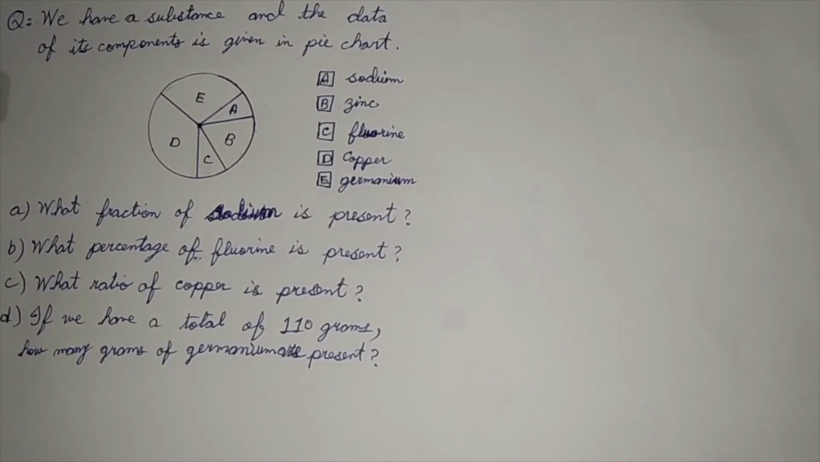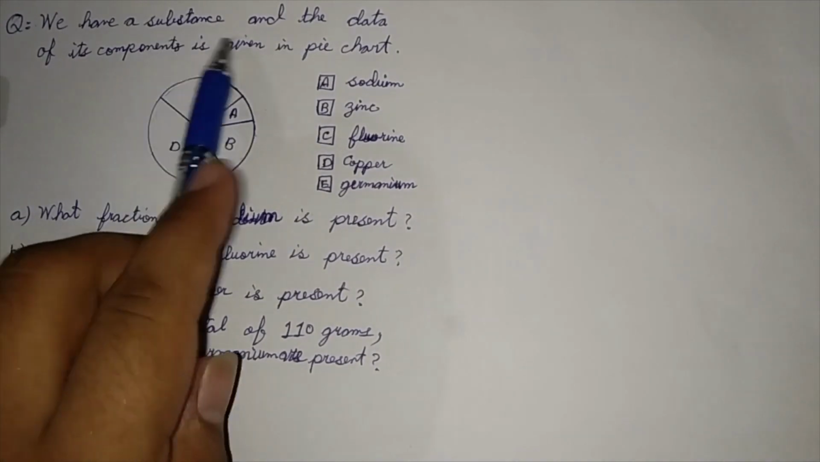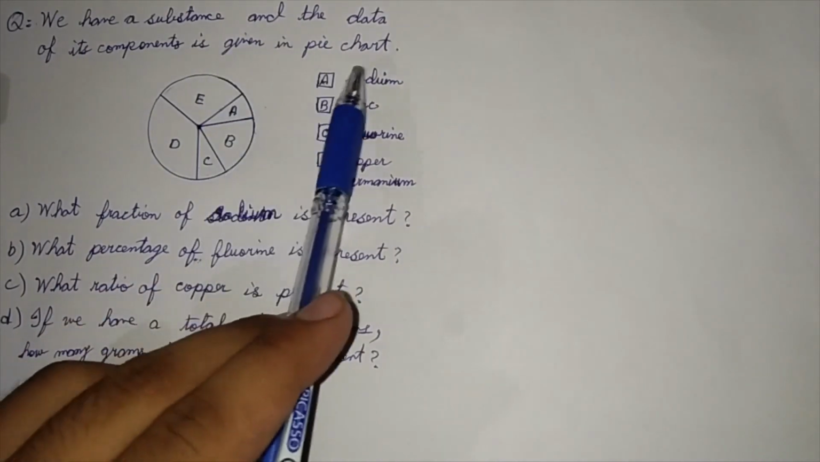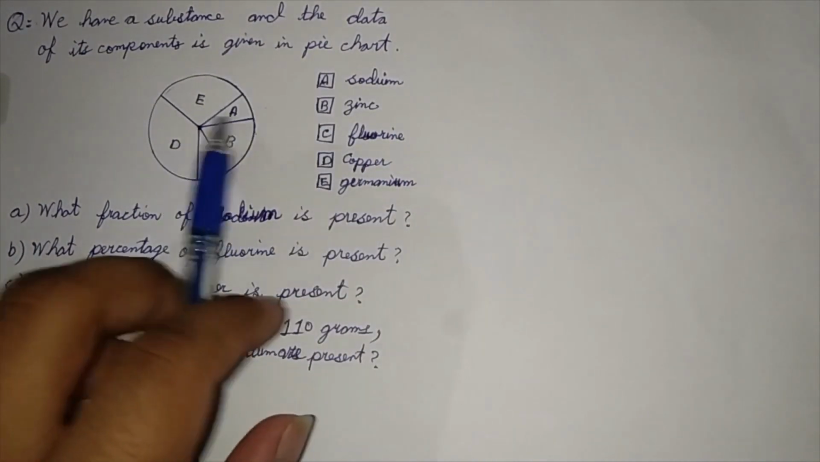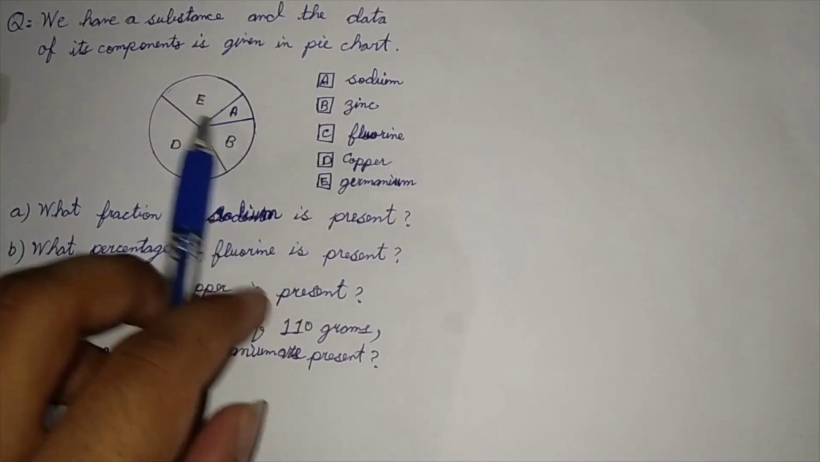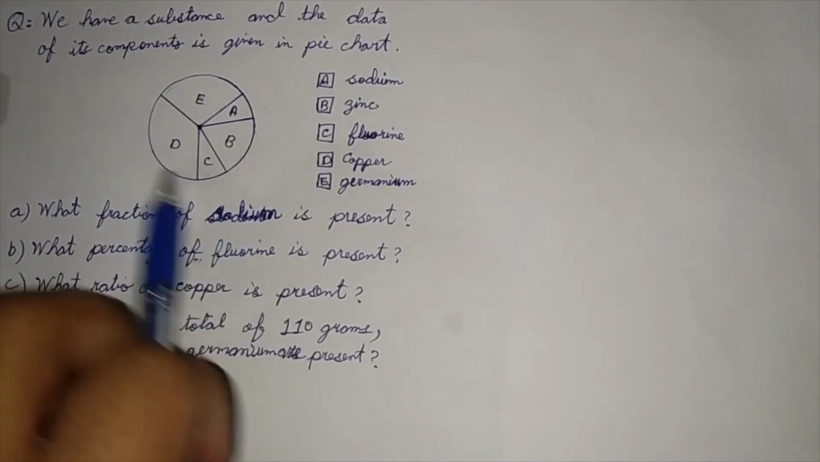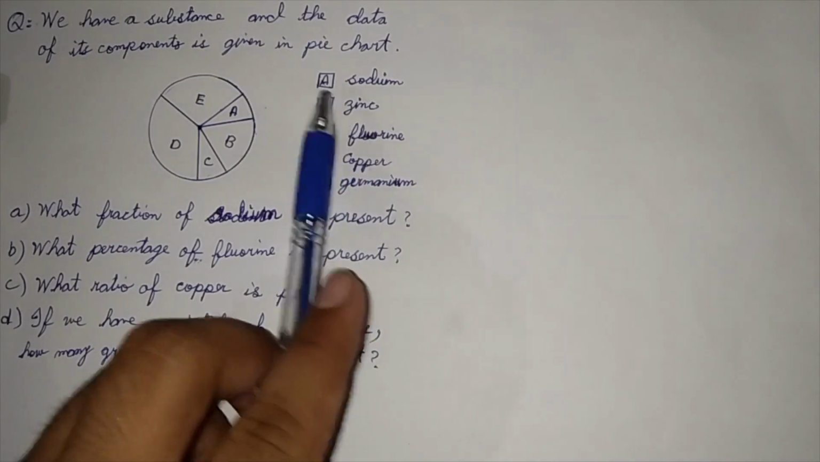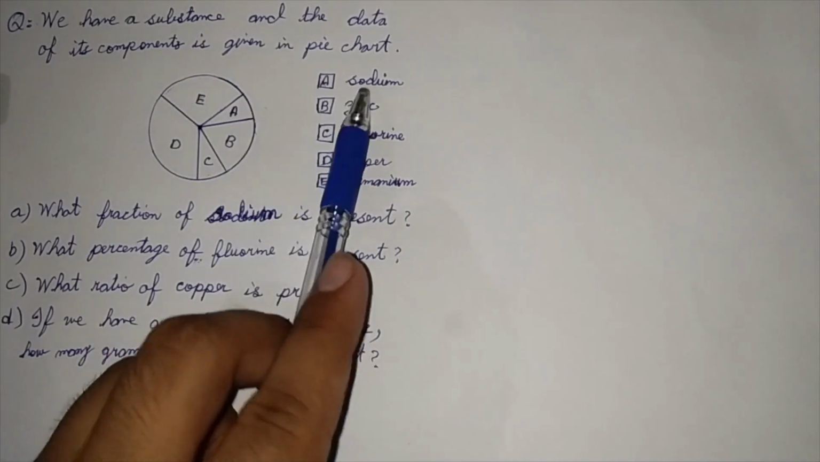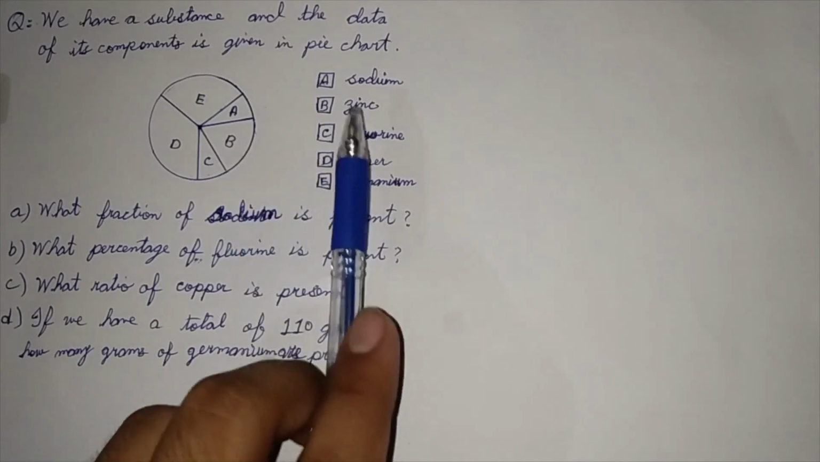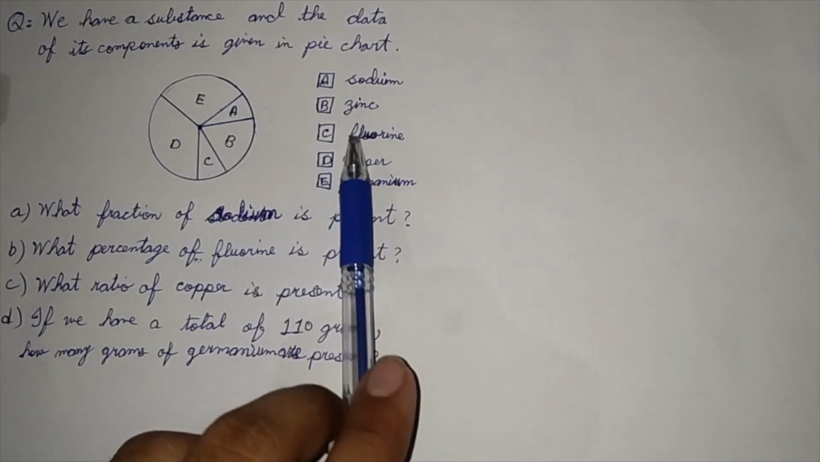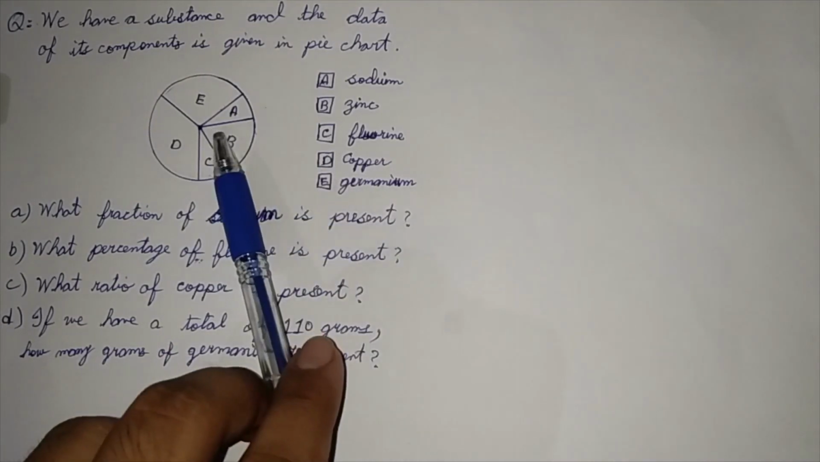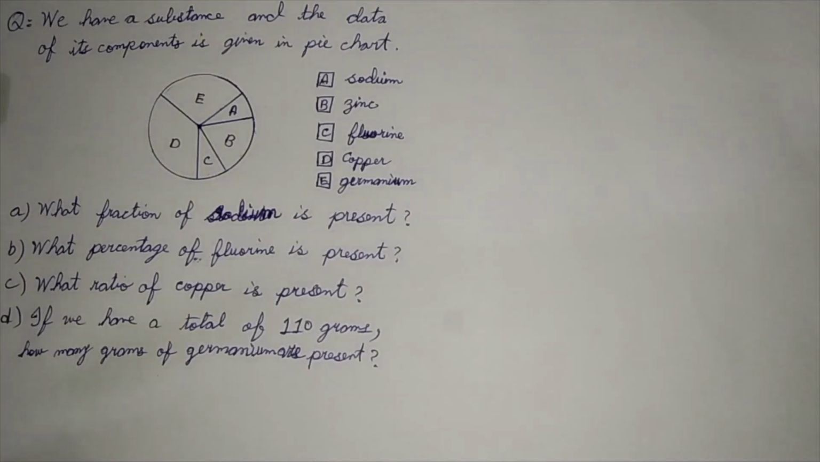Now here we have our next question. Here the question is, we have a substance and the data of its components is given in this pie chart. You can see here we have a pie chart and it has different slices A, B, C, D, E. It has 5 slices and each slice is representing a component. Here the slice A is representing sodium. Slice B is representing zinc. Slice C is representing fluorine. Slice D is representing copper, and slice E is representing germanium.